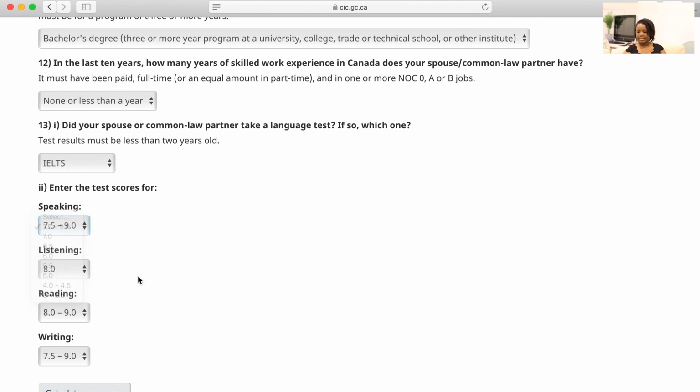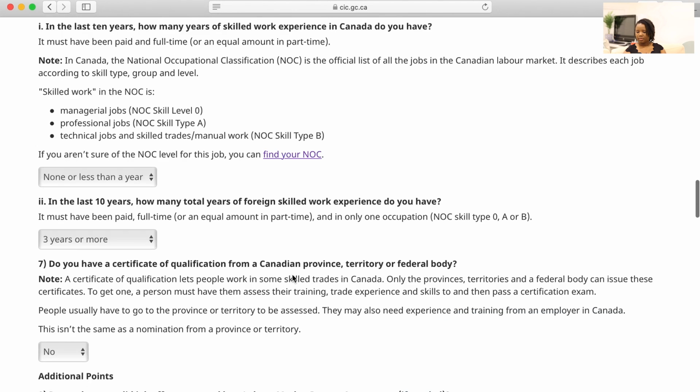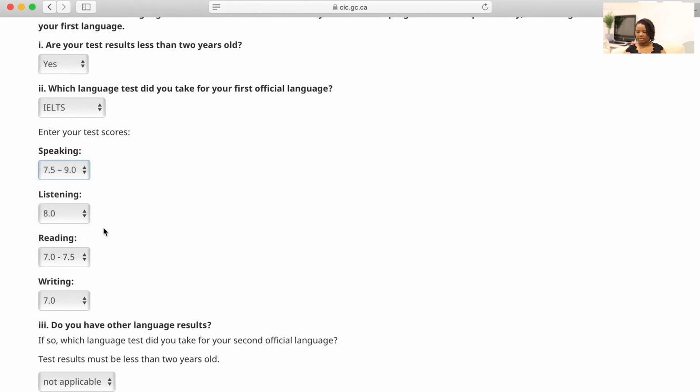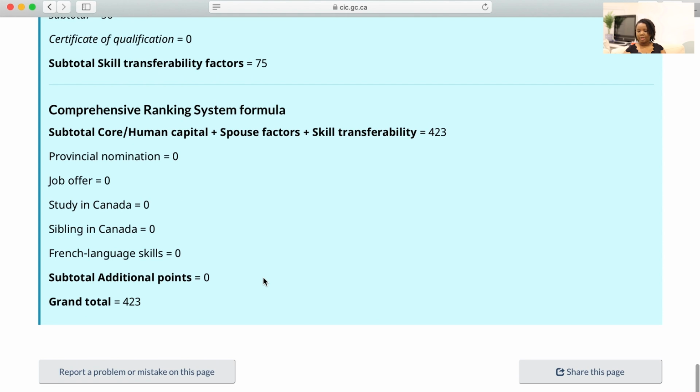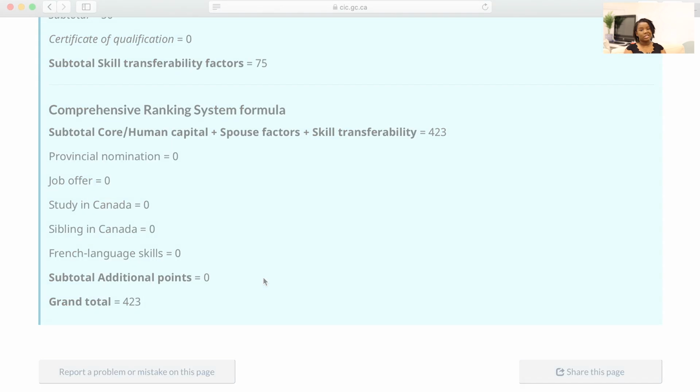So 414 points, you're going to sit in that pool for a year and more, hoping and praying that the scores come down. You can't do that. So let's assume that you and your spouse retake the IELTS test. And we're going to go back up and change the IELTS scores to the highest, to CLB 10. Remember, CLB 10 is very achievable. So let's do that. Okay. Calculate your score. And now from 414 points, you have 423 points.